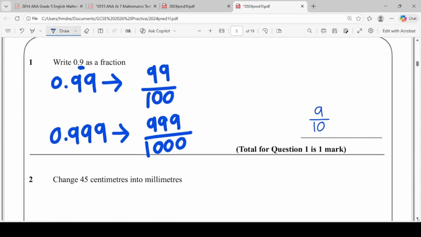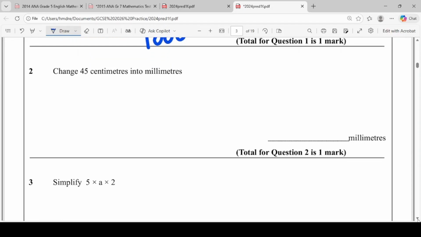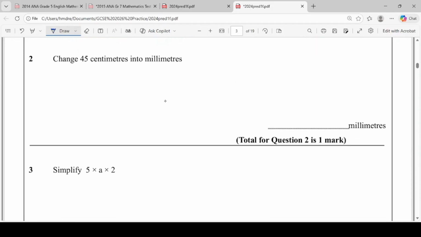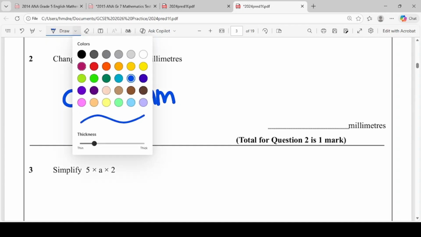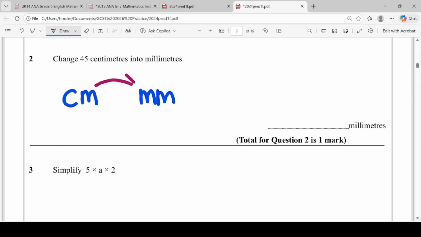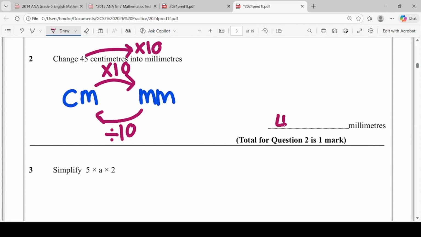Question 2, change 45 centimeters into millimeters. These are all these units that you have to know how to convert between. So you have to know if you've got centimeters and millimeters. If I'm going from centimeters to millimeters, I'm timesing it by 10. If I'm going the other way, I'm dividing it by 10. And so we go 45 centimeters to millimeters. That means I'm timesing it by 10. And 45 times 10, we just add a 0, so 450 millimeters.